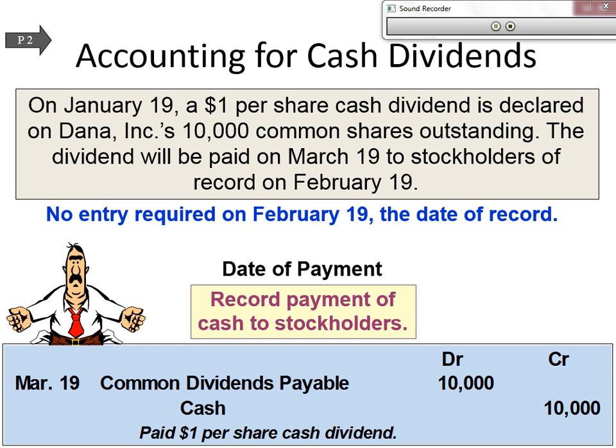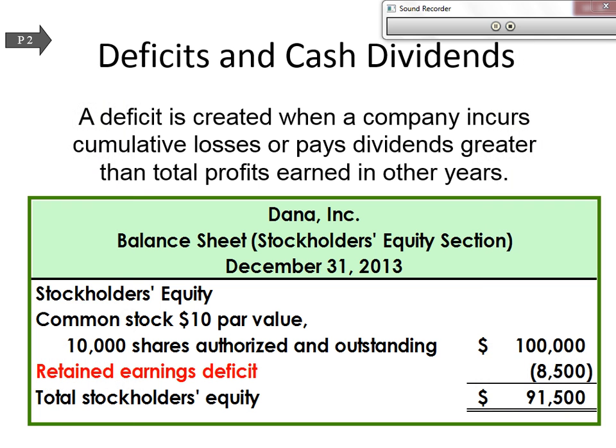Now sometimes when we talk about deficit, we're talking about in arrears, okay? Sometimes a company will go without paying dividends for so long that they'll have so much in arrears and then they decide to pay it all at once, sometimes when they get a boatload of money. So it says the deficit is created when a company incurs cumulative losses or pays dividends greater than the total profit earned in other years.